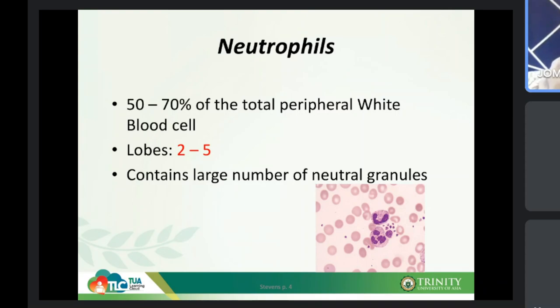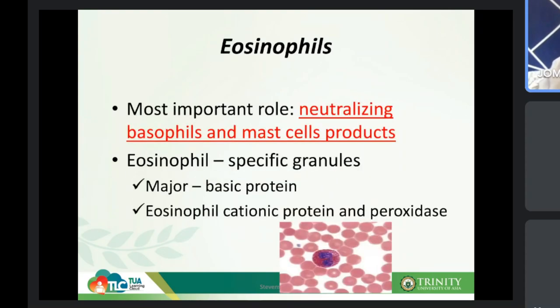Aside from neutrophils, we also have, of course, your eosinophils. Your eosinophils are considered to have the most important role when it comes to neutralizing your basophil and mast cell products. Specifically, what are those products that we're talking about? Your heparin and your histamine. Those two products of basophils and mast cells elicit a severe immune response if uncontrolled in the body. I'm not saying that histamine is bad, okay?